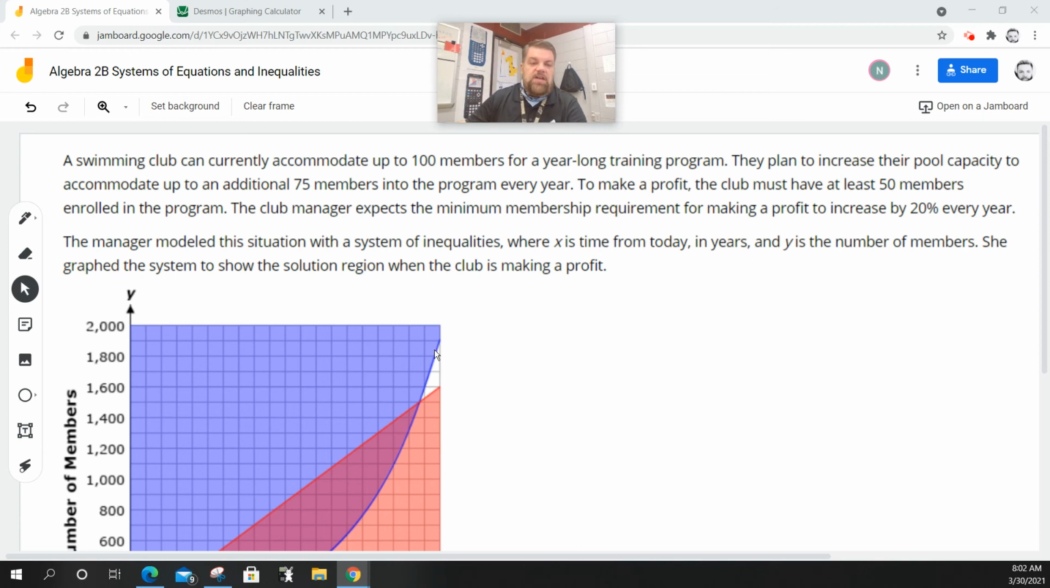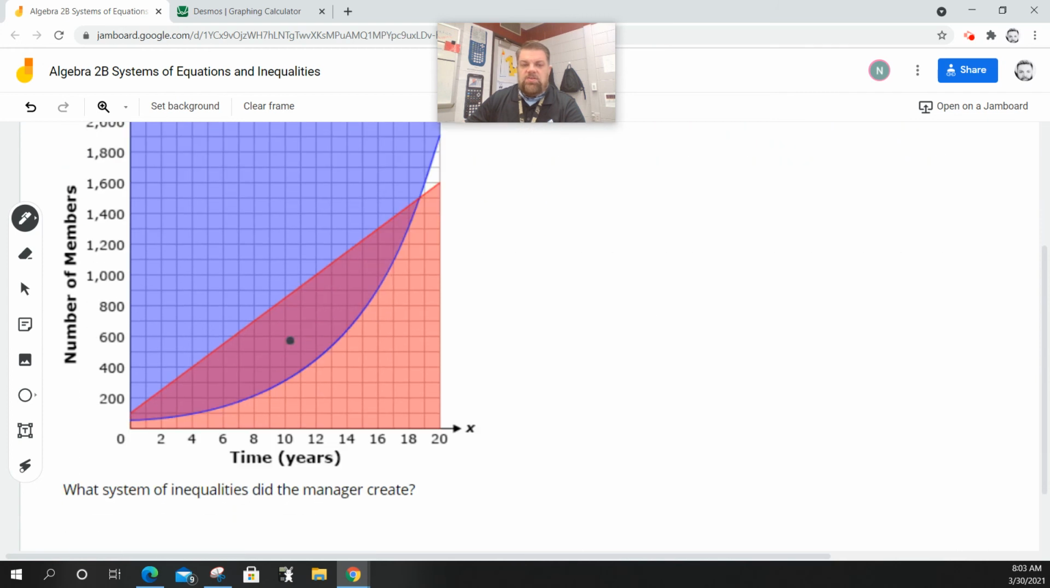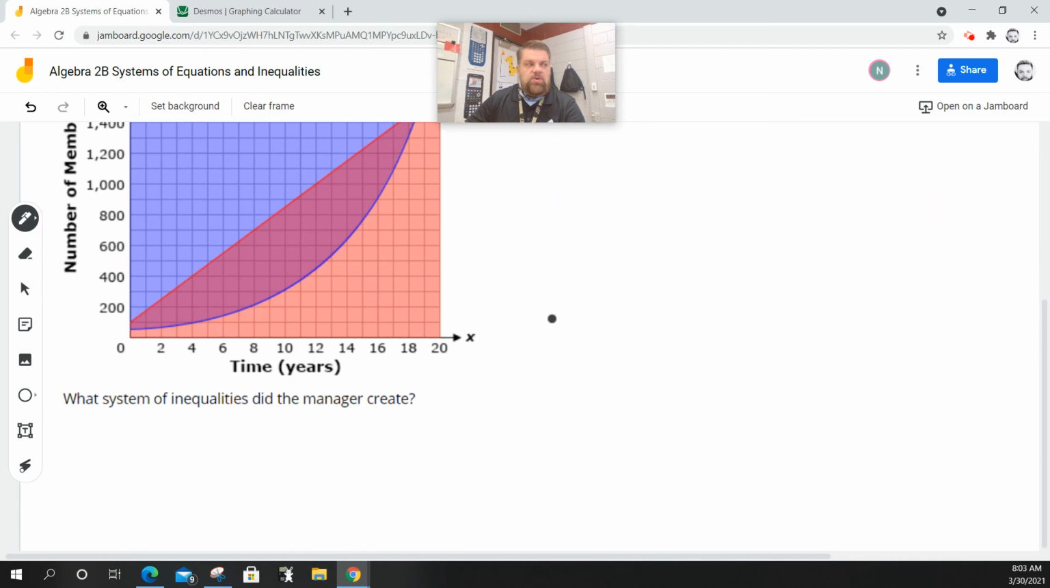The manager modeled the situation with a system of inequalities where X is the time from today in years and Y is the number of members. She has graphed the system to show the solution region where the club is going to make a profit. So the overlap is where they're going to make a profit right here. All right. So it says, which system of inequalities did she graph?